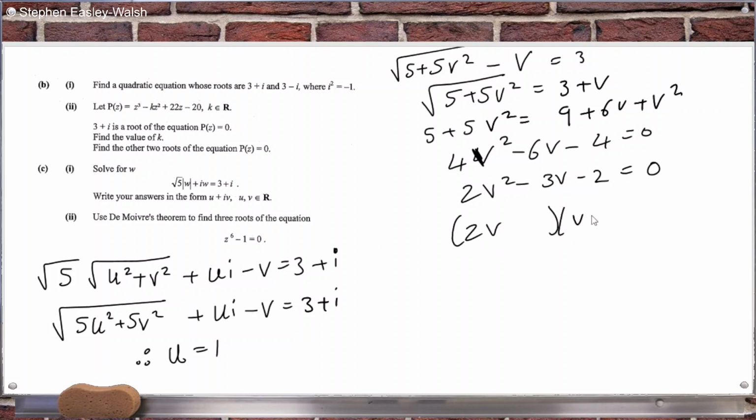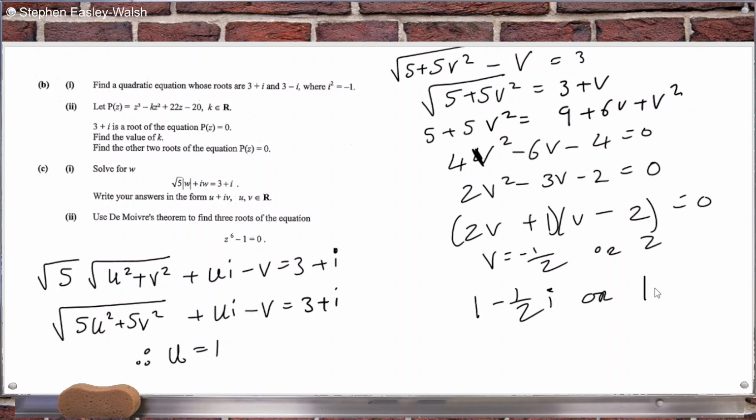2v, v, 2 and 1, I think. I could make a minus 4 plus 1, so 2v squared minus 4v plus v minus 2, okay, equals 0. So the answers, v would be minus a half or 2, but u seems to be always 1, so it's 1 minus a half i or 1 plus 2i.